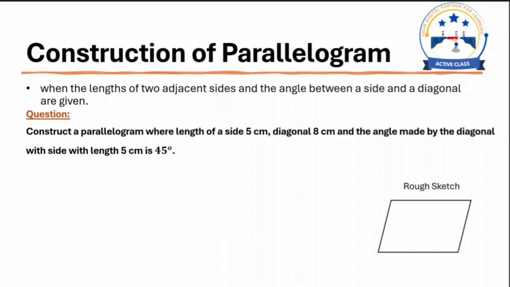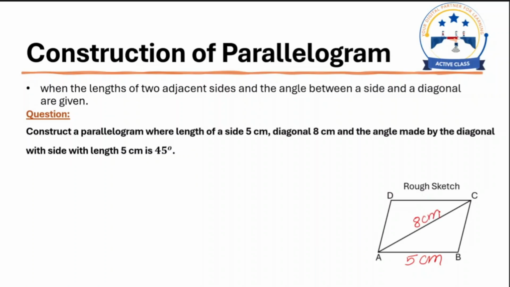In this situation as well, we are not given the name of the parallelogram, so we choose it ourselves. ABCD is the chosen name of the parallelogram. Let's label it as per the given measurement. We are given the length of a side, 5 centimeter, so I consider AB is 5 centimeter. Also, we are given a diagonal which is 8 centimeter in length. Let's make a diagonal. This diagonal is 8 centimeter in length.